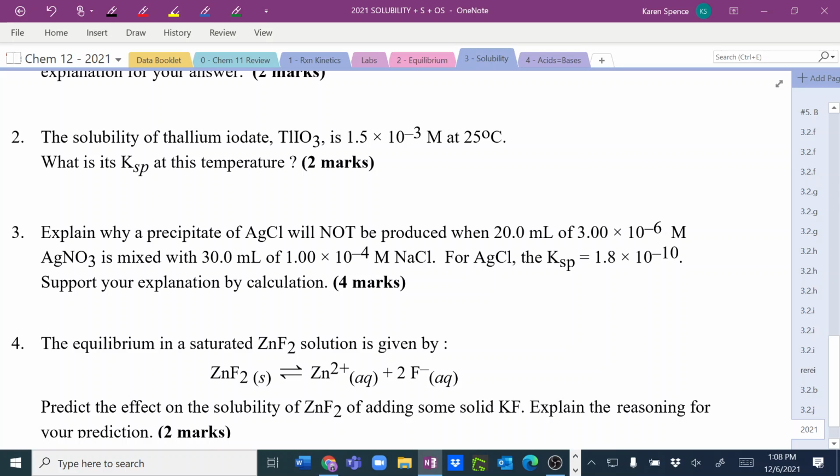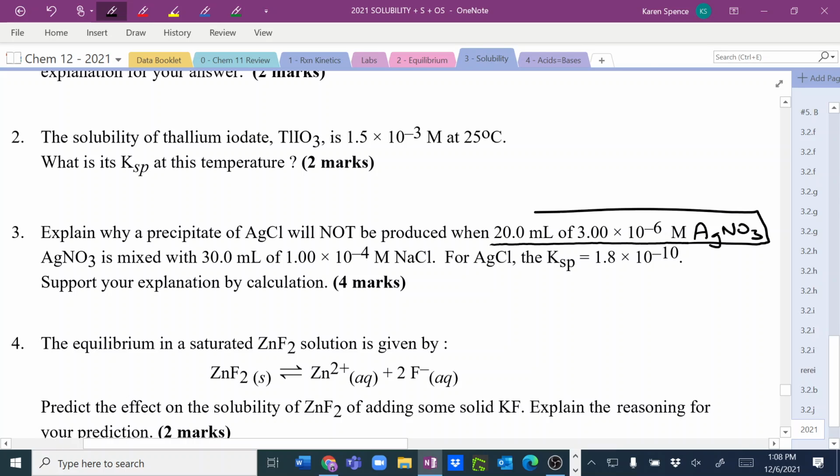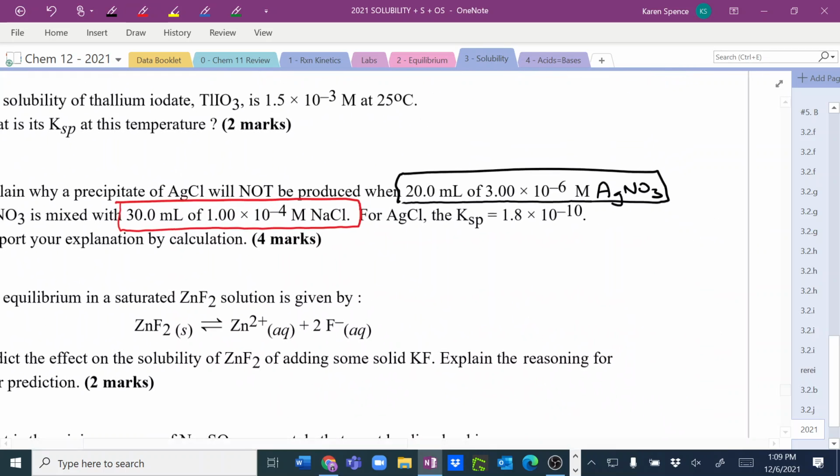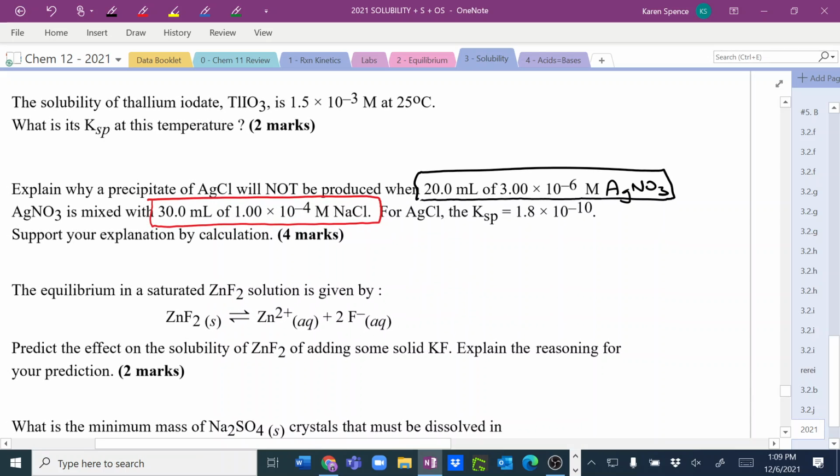Explain why a precipitate of silver chloride will not be produced when 20 milliliters of 3 times 10 to the minus 6 molar AgNO3 is mixed with 30 milliliters of 1 times 10 to the minus 4 molar NaCl. So we have 2 solutions and we are mixing them.